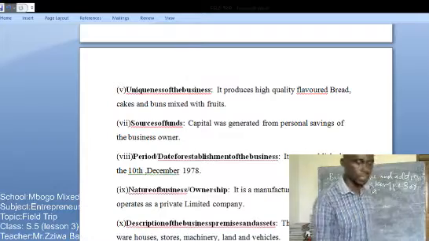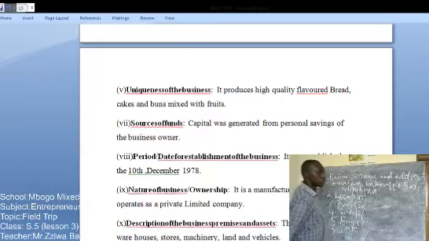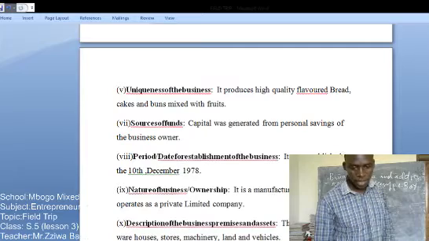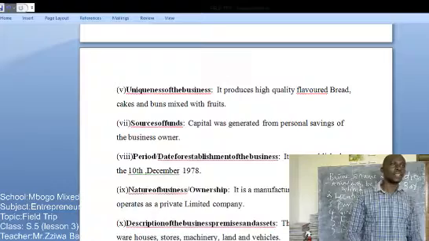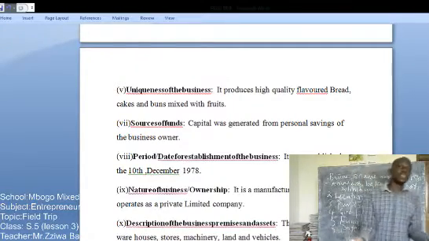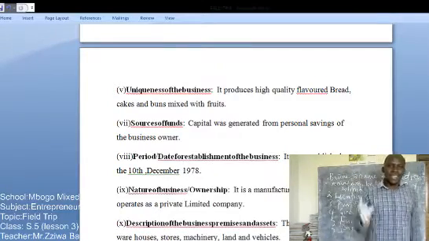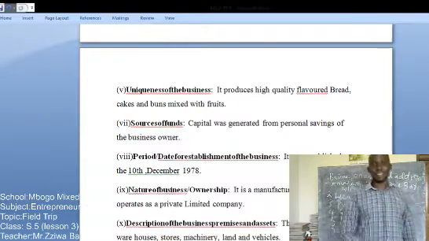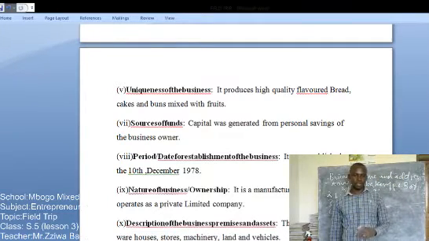Period of commencement or establishment. That is the date when the business was commenced. The business was established on 10th December 1945, in 2000. Here what is important? The date, the month, and the year when the business was commenced or established.